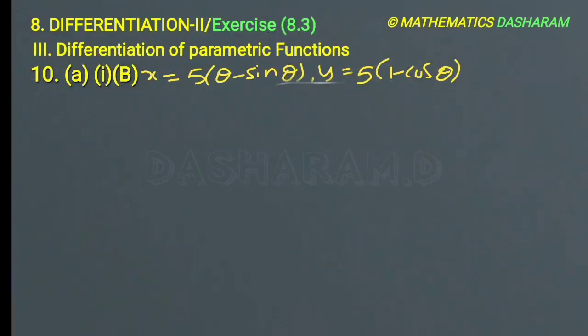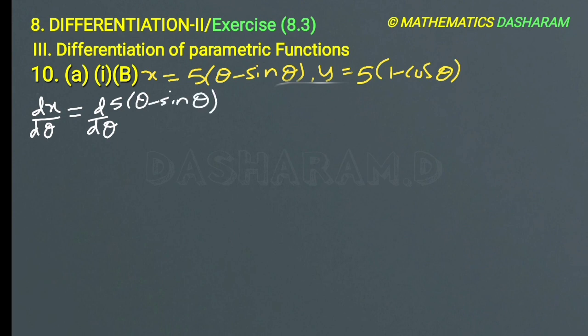Question B: x equals 5 bracket of theta minus sin theta, y equals 5 bracket of 1 minus cos theta. So first do the derivative on both sides with respect to theta. So d by d theta of 5 bracket of theta minus sin theta. So dx by d theta equals, derivative of 5 is a constant number, derivative of theta is 1 minus derivative of sin theta is cos theta. So this is dx by d theta.